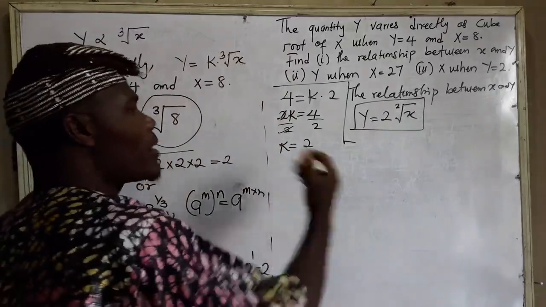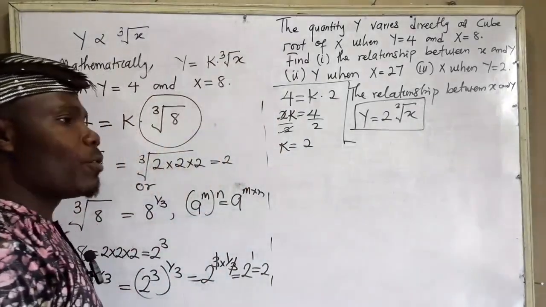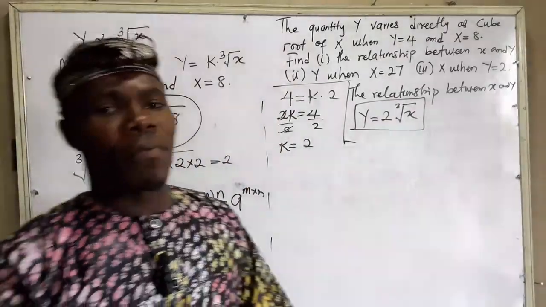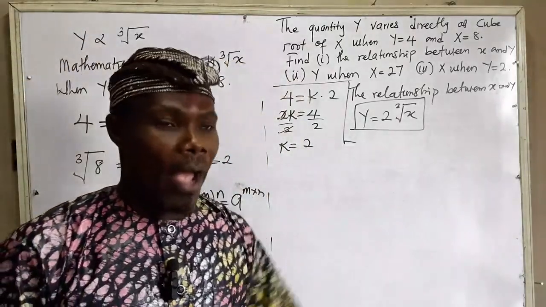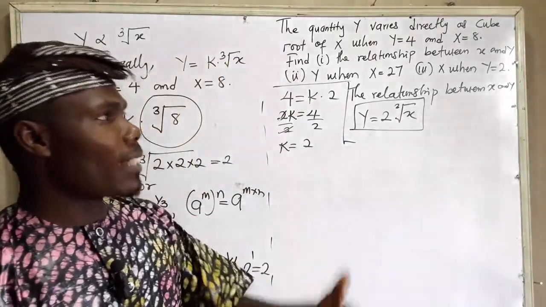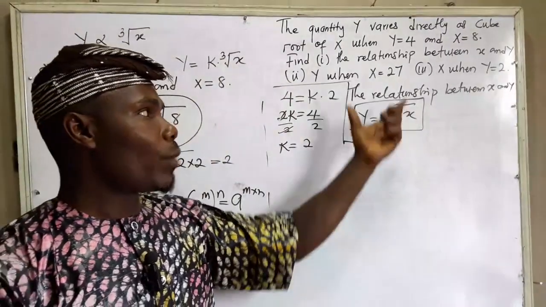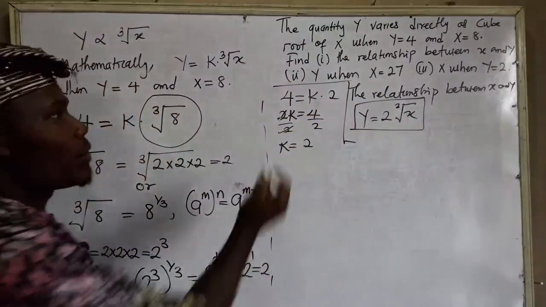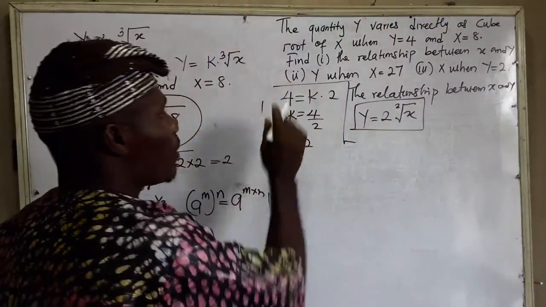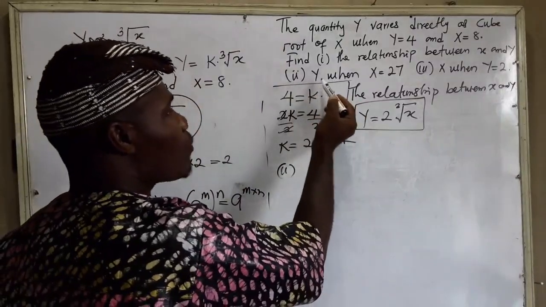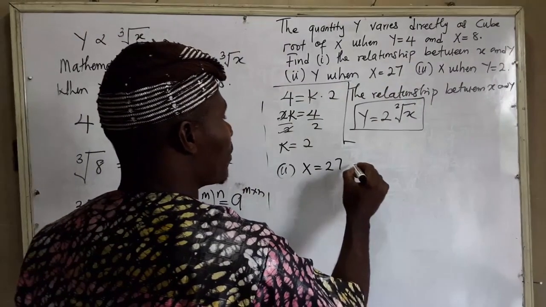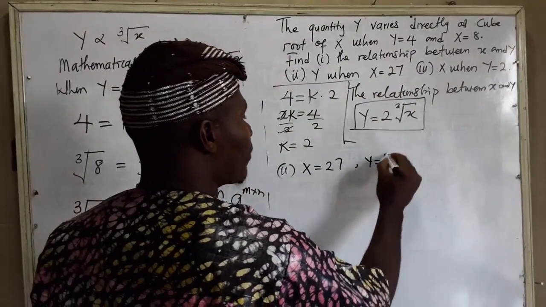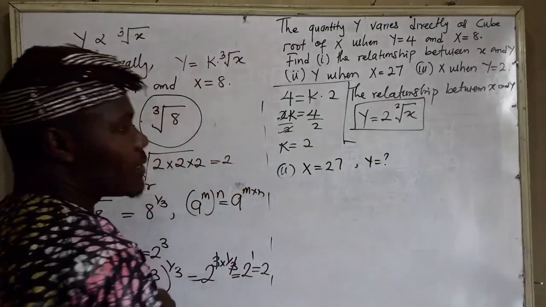So it is this relationship that you are now going to be using to find the value of x, to find the value of y. So now let's start using the relationship to get the value of y. The second question said that find y when x is 27, when x is equal to 27, y is unknown. So that is the meaning of that statement.